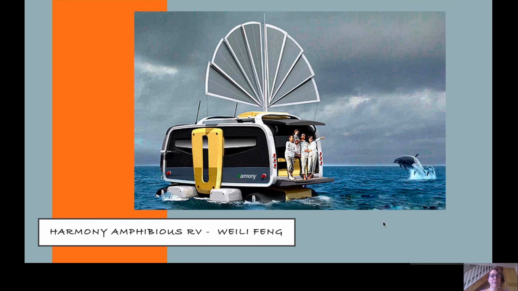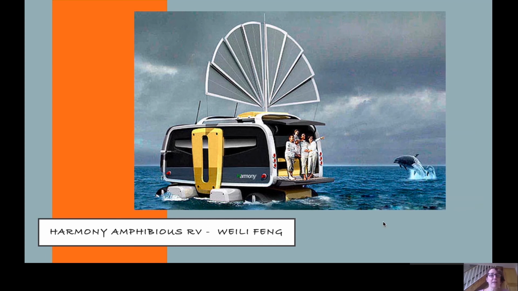Here we have Harmony Amphibious RV by Wei Lai Feng. This is a very futuristic version of an amphibious machine, and the fan on the top of it is to capture solar energy as a series of photovoltaic cells, and that can be converted into electricity. So this can be operated and moved through electricity.